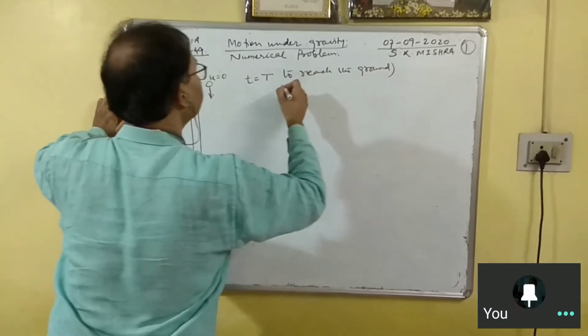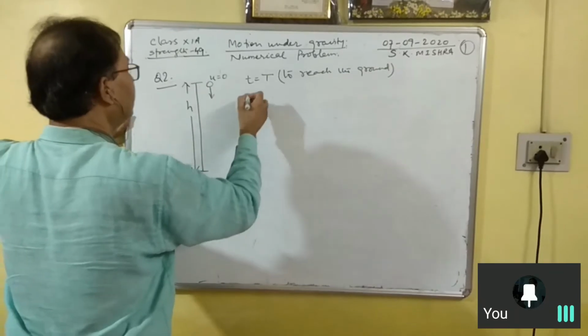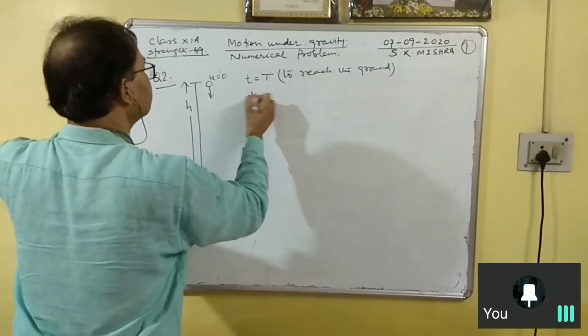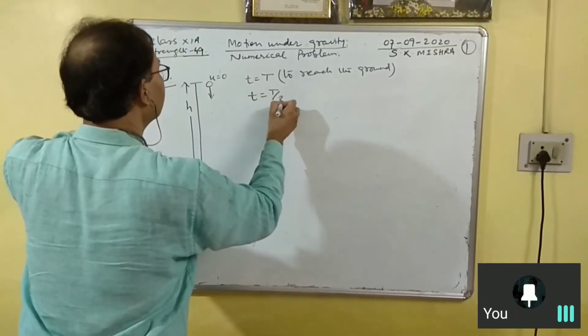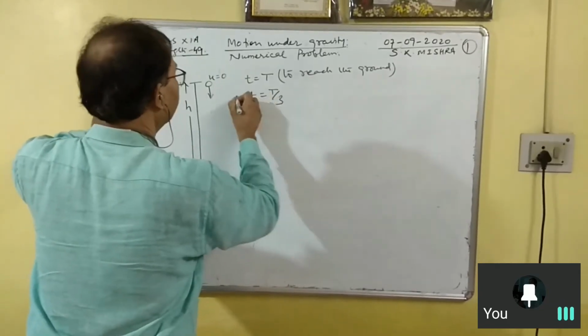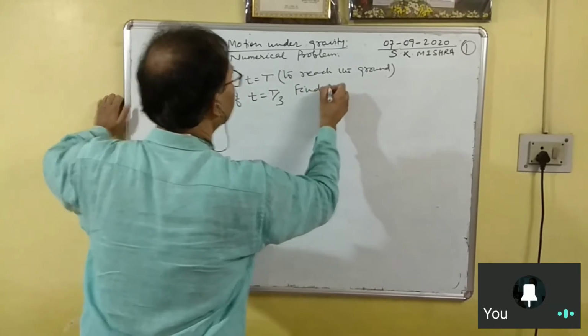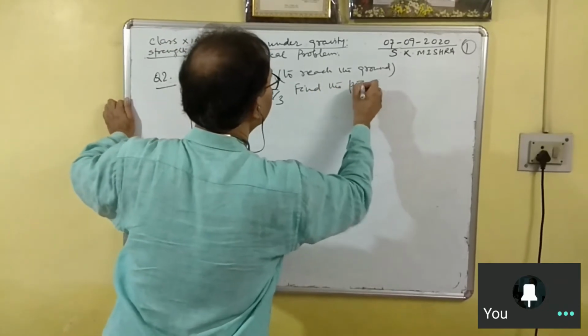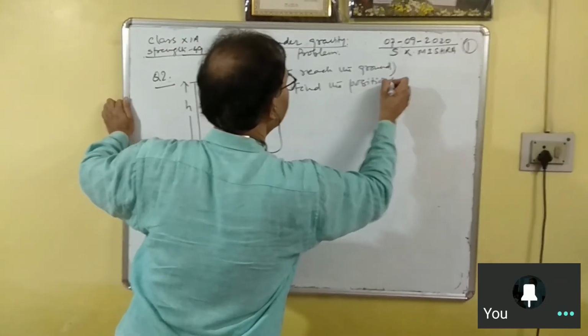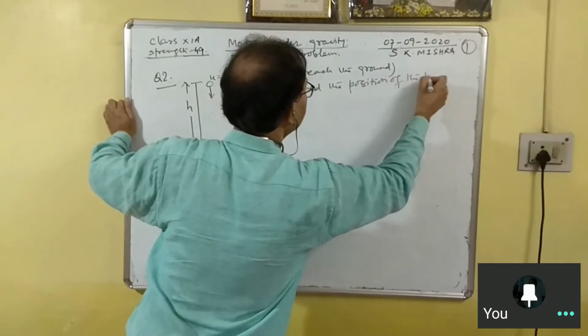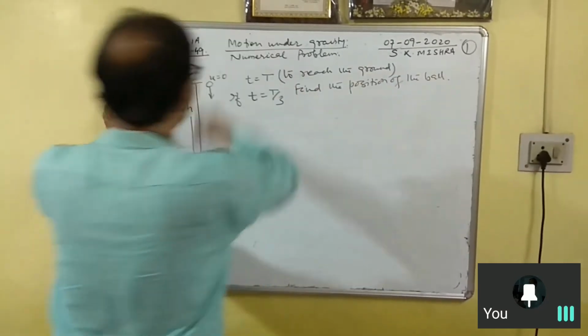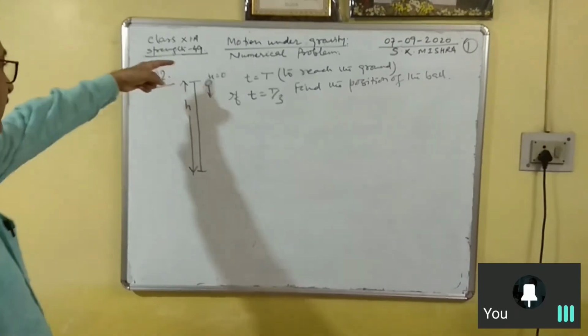Okay. Then you have to find, if t is t by 3, then what will be the position of the ball? Find the position of the ball. Means from ground or from top. So this is the tower of height h.